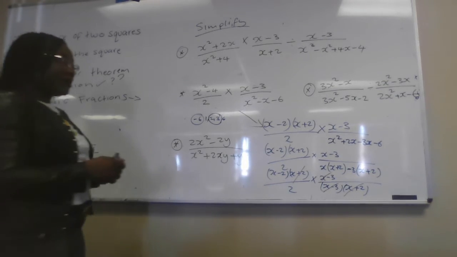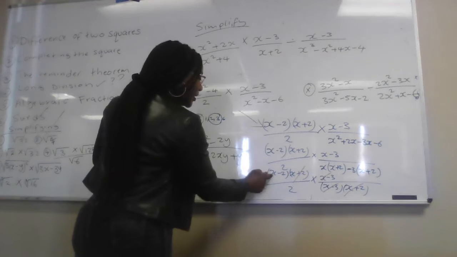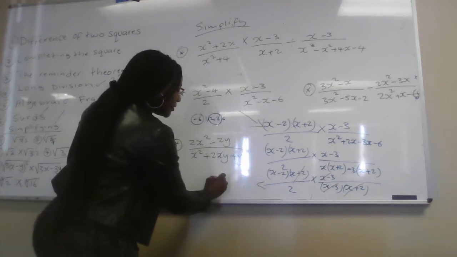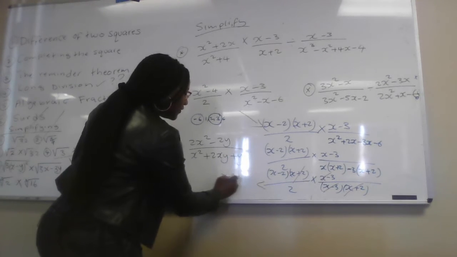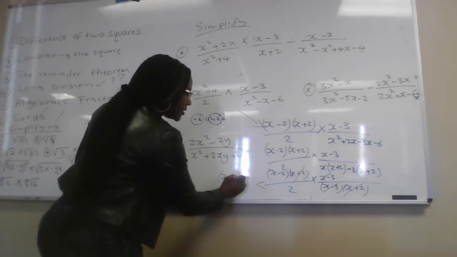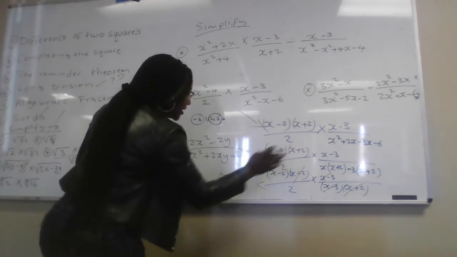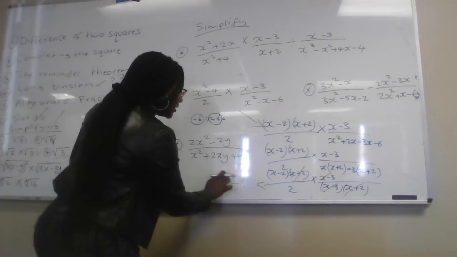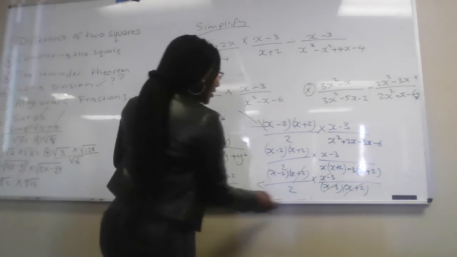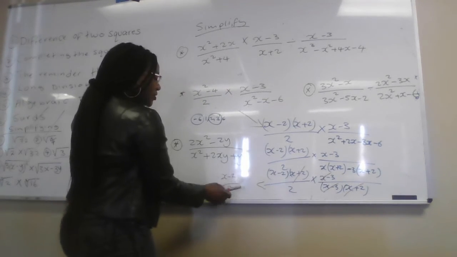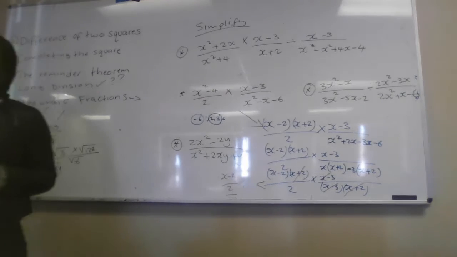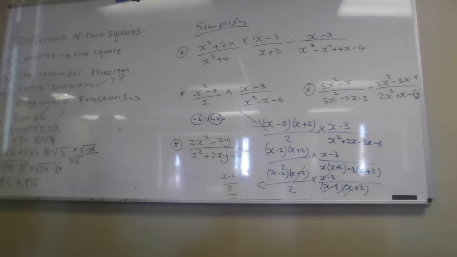Then you write the answer. It's now simplified. The answer remaining here is x what? Minus 2, right? Over 2. Times 1 over, no, there's nothing there. Can you see there's nothing? We have cancelled out everything there. So the answer is just x minus 2 over 2. These are the fractions.